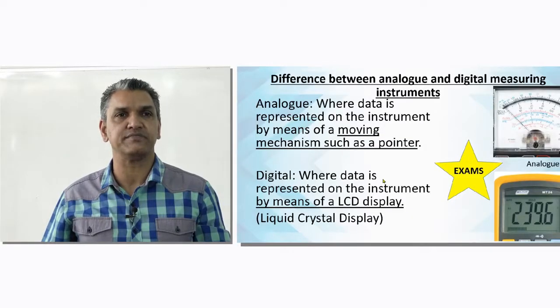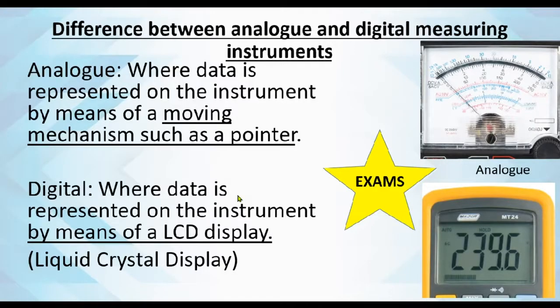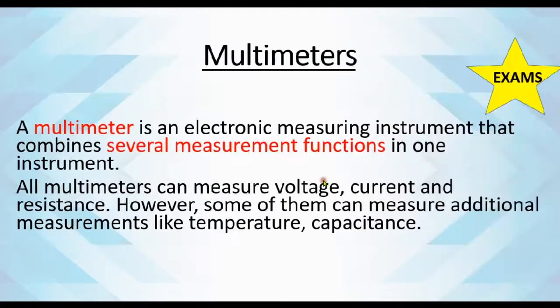On the slide, you will see on the top there is an analog meter, and at the bottom there is a digital meter. How do I tell the difference? An analog meter has a moving pointer that deflects, indicating the values that it represents. Whereas a digital meter has an LCD screen which has digits that appear on it. Remember, LCD stands for liquid crystal display.